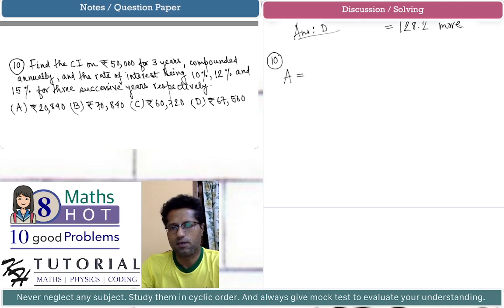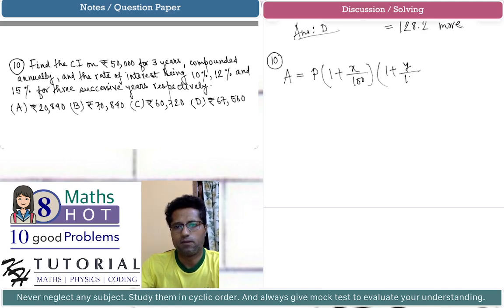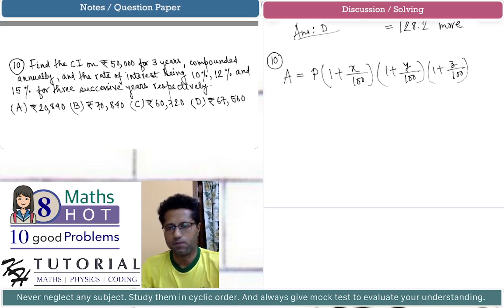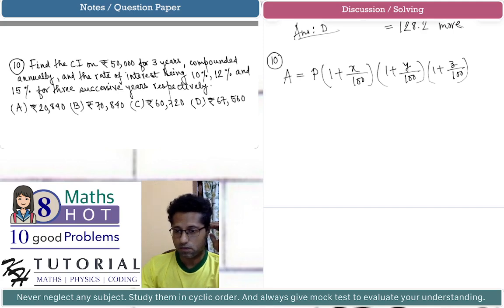So the formula is A is equal to P multiplied by 1 plus x by 100 multiplied by 1 plus y by 100 multiplied by 1 plus z by 100. So this is the formula for the amount on the principal P, where the interest is based on compound interest, compounded annually, and the rates are, for the first year it is x% per annum, for the second year it is y% per annum, and for the third year it is z% per annum. So this is the amount for 3 years.